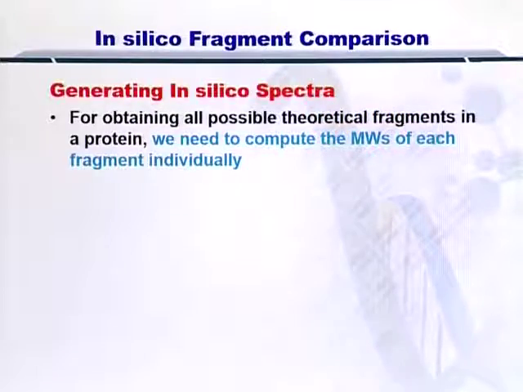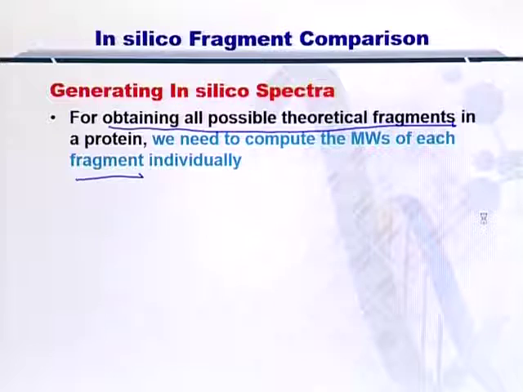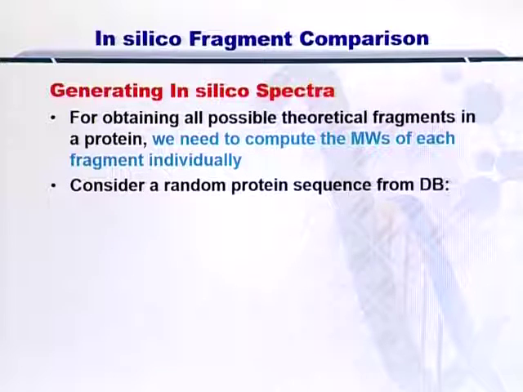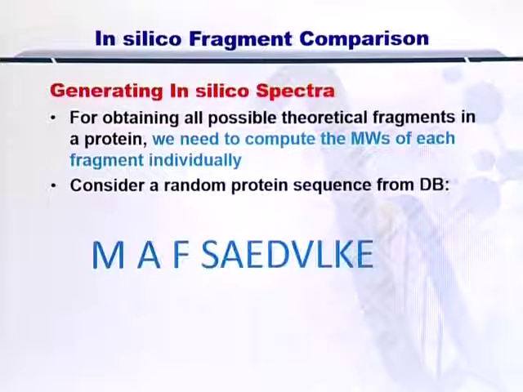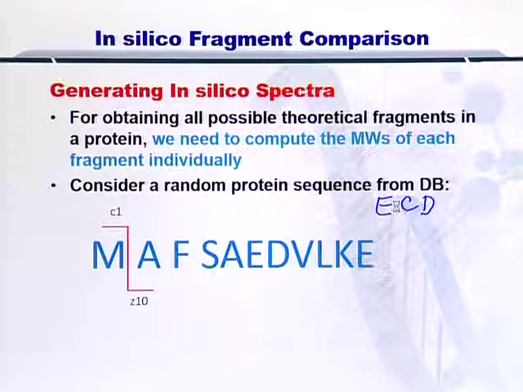Let's take a look at an example. For obtaining all possible theoretical fragments, the first step that you need to do is you need to take one protein from the database at a time and fragment it. Next, you consider a random protein from the database and you write it like this. The fragmentation will result in, assuming we are using ECD, only C and Z ions being reported.